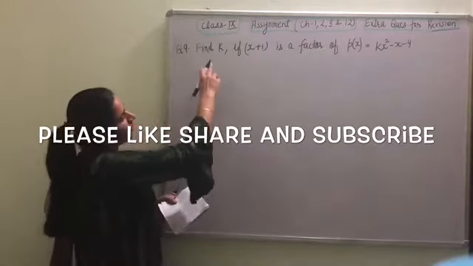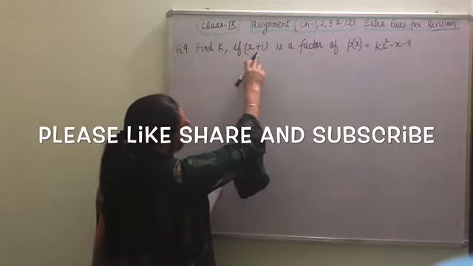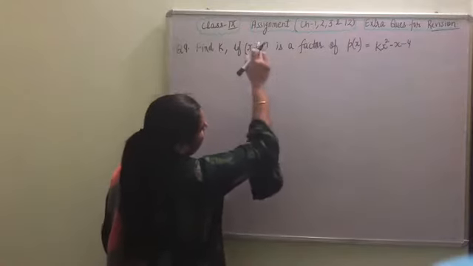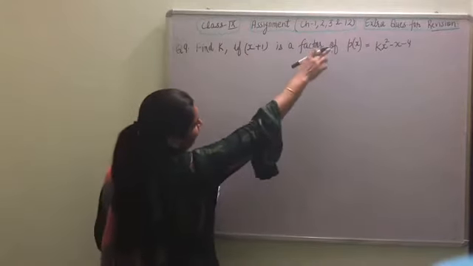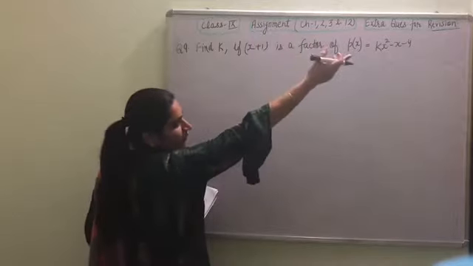Okay, in question number 9, we have to find the value of k, if x plus 1 is a factor of the given polynomial. They are saying this is a factor of the given polynomial. If this is a factor, it means the remainder in this case is equal to 0.